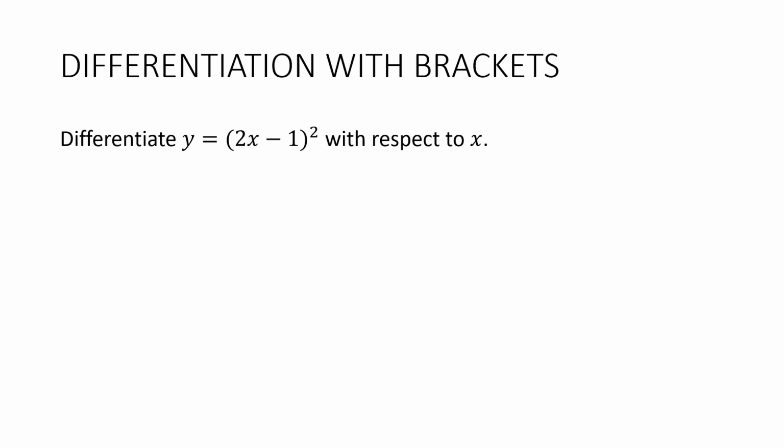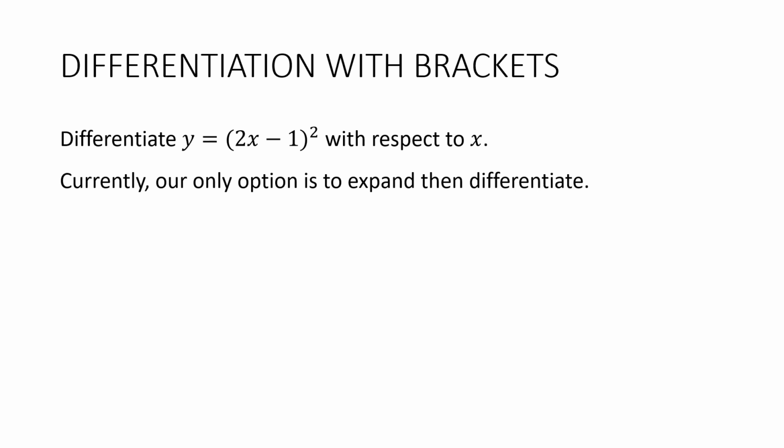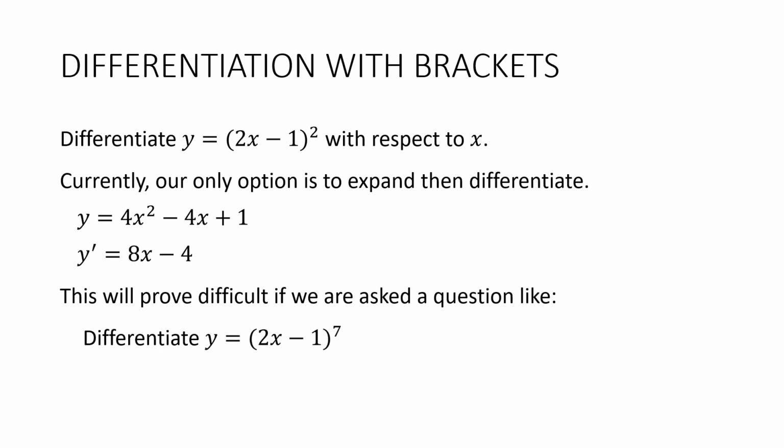So let's start by looking at brackets. If we want to differentiate y is equal to 2x minus 1 all squared with respect to x, then currently our only option is to expand and then differentiate. So expanding is going to give us y is equal to 4x squared minus 4x plus 1, and differentiating term by term, we're going to get 8x take away 4. Now that's all very well, but it's going to prove difficult if we're asked a question like y is equal to 2x minus 1 all to the power of 7.